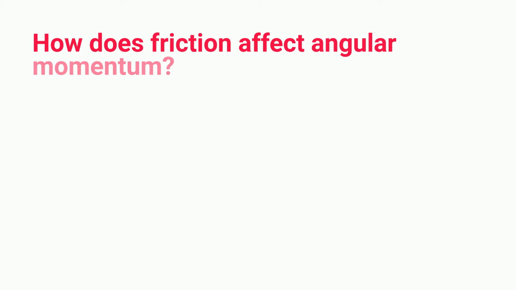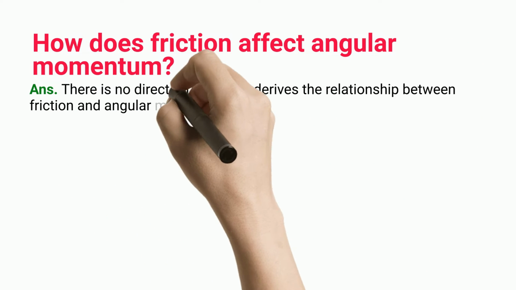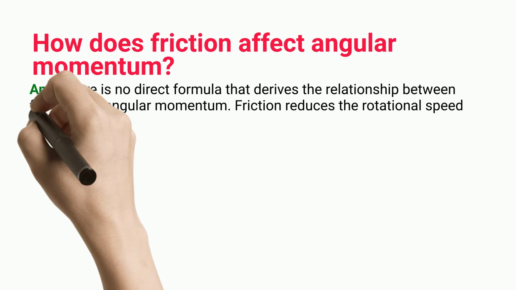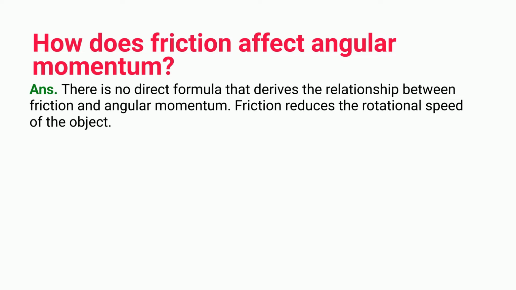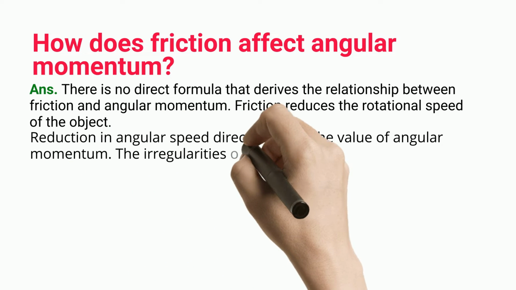How does friction affect angular momentum? There is no direct formula that derives the relationship between friction and angular momentum. Friction reduces the rotational speed of the object. Reduction in angular speed directly affects the value of angular momentum.